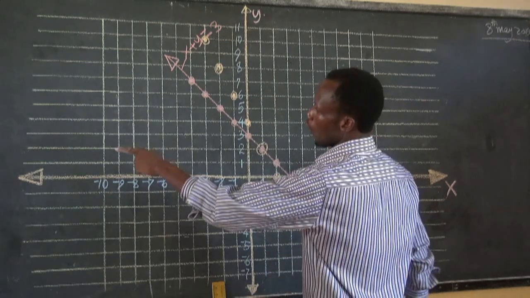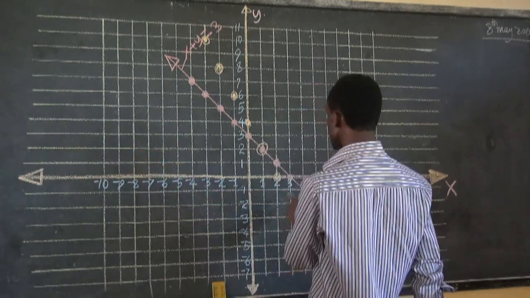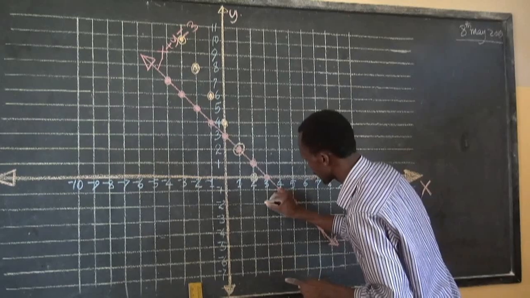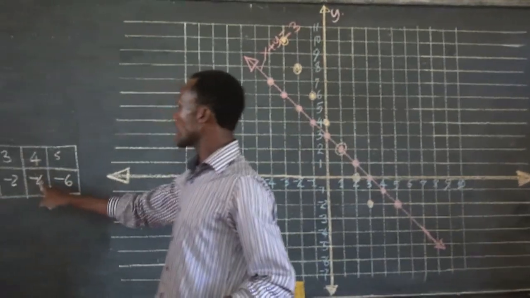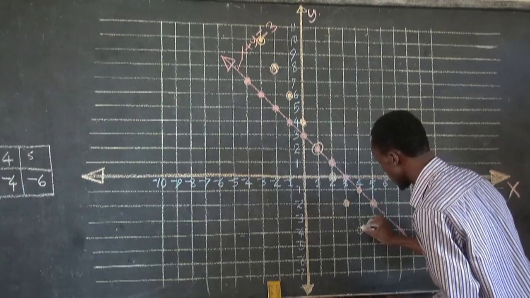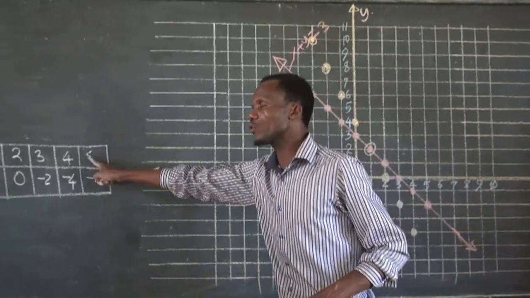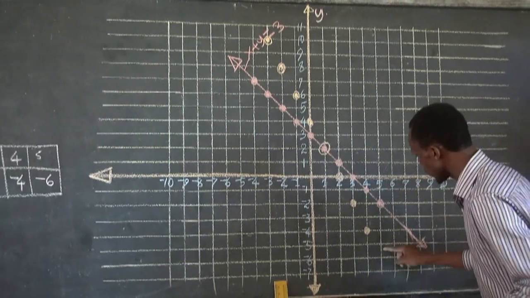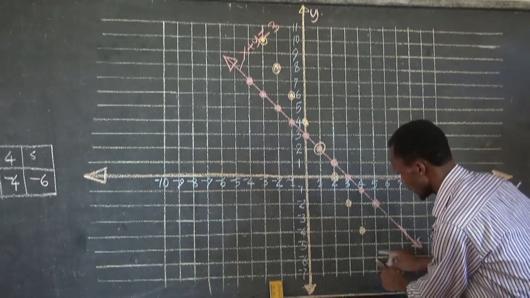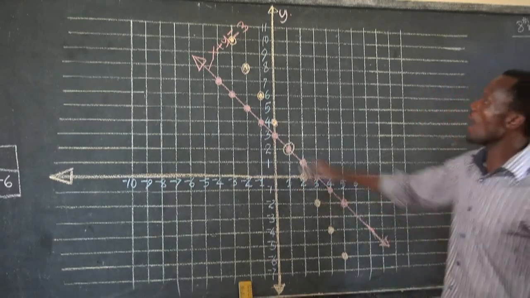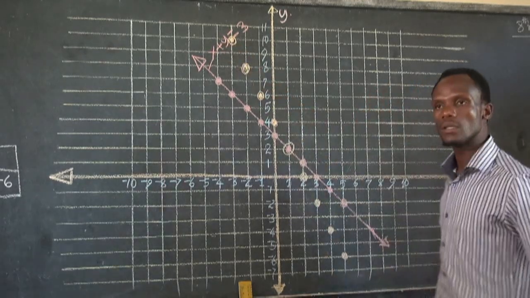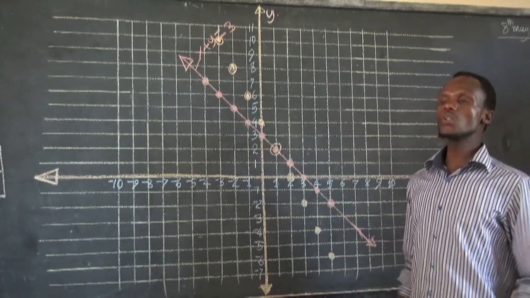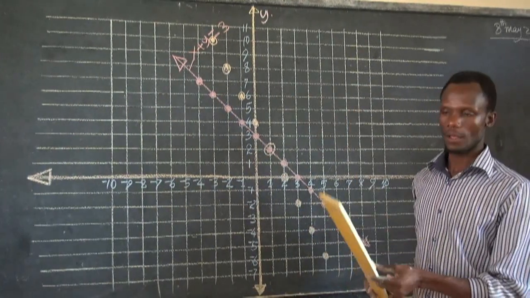X is equal to 3, y is equal to negative 2, right here. X is equal to 4, y is equal to negative 4, right here. X is equal to 5, y is equal to negative 6, right here. Now, after you have located all the points, join those points using a straight line, using a straight ruler.